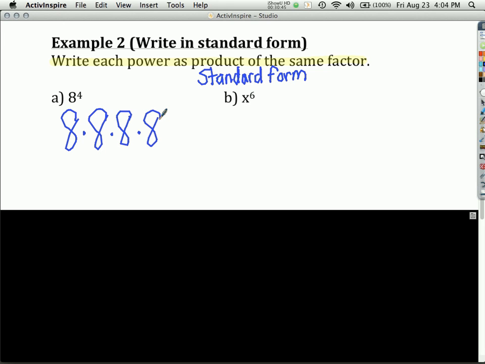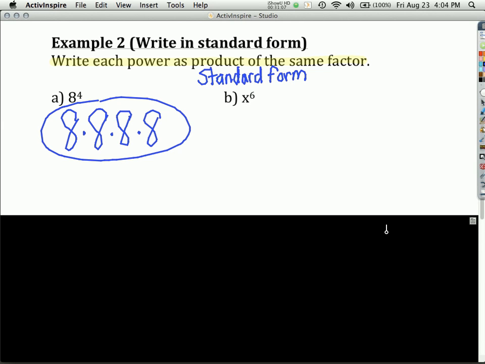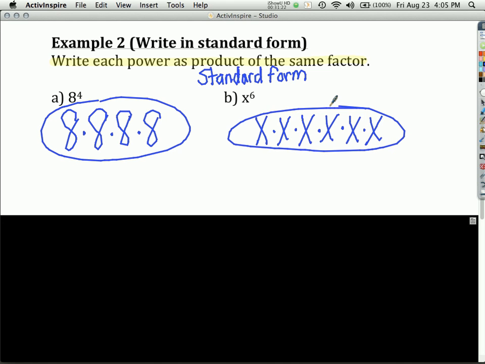Now, if you were asked to rewrite it and then evaluate it, then you would punch it in the calculator and go 8 times 8 times 8 times 8. But in this case, we're just asked to write it as a product of the same factor. That's it. In part B, x to the 6th power, what will that become? Hunter? X times X times X times X times X times X. Exactly. So we're just counting how many x's there are and writing them out. Any questions?